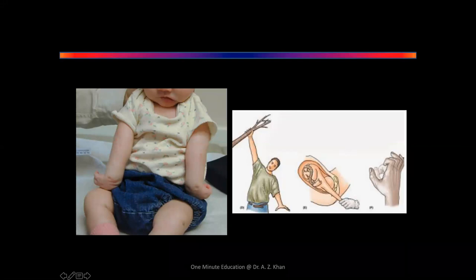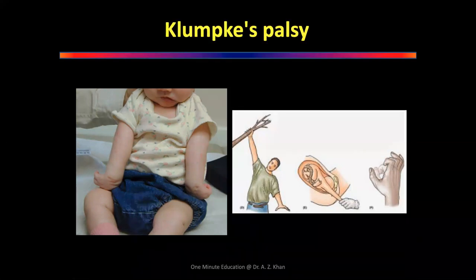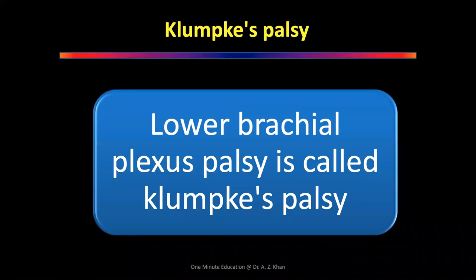And the classical sign is this claw sign. Your hand goes into a claw. Look at this baby with a claw sign. Okay, what is this palsy? I just told you two seconds ago. It's Klumpke's palsy. Klumpke's palsy is lower brachial plexus palsy.